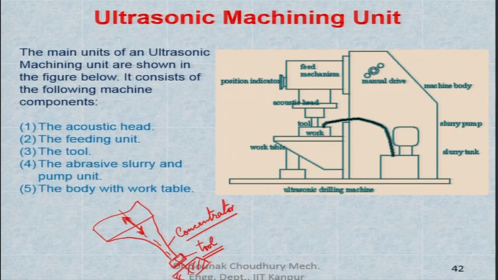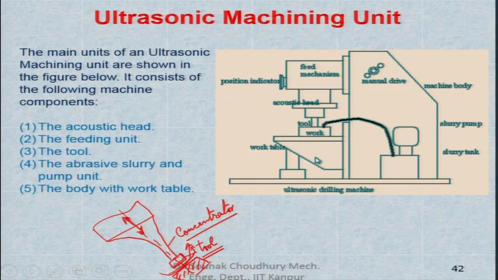This is the workpiece. Between the workpiece and the tool there has to be a stand-off distance. This is also not shown here, and through the stand-off distance we have the abrasive slurry. So, this is the diagram. Now, the main units of an ultrasonic machine shown here in the figure consist of the following components: the acoustic head, the feeding unit, the tool, the abrasive slurry and the pump unit, and the body with the work table.